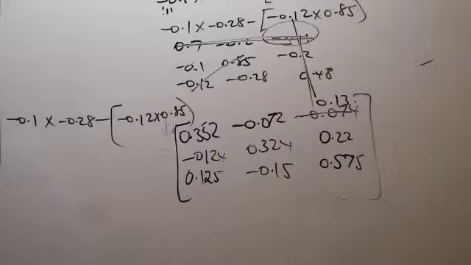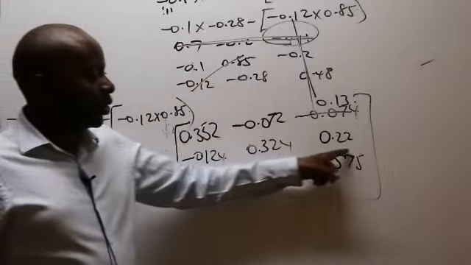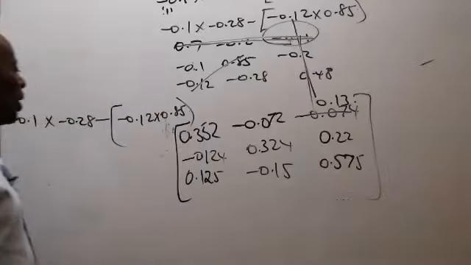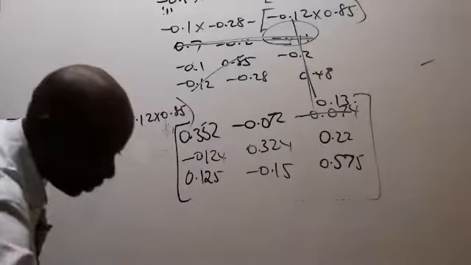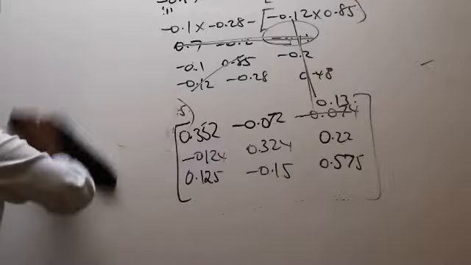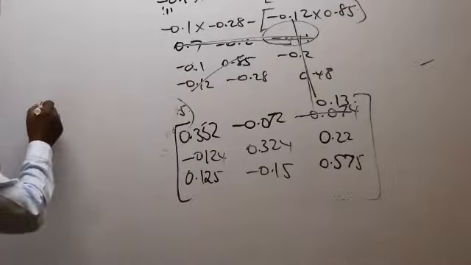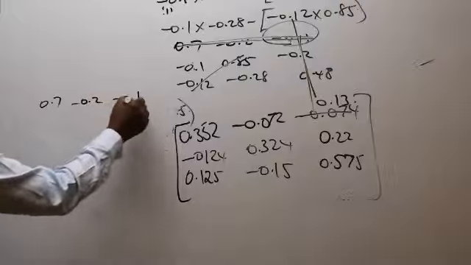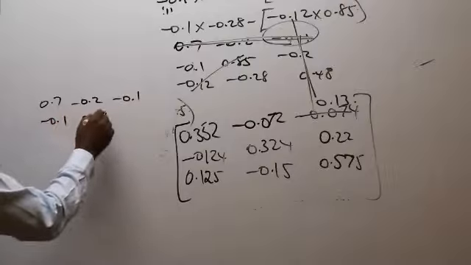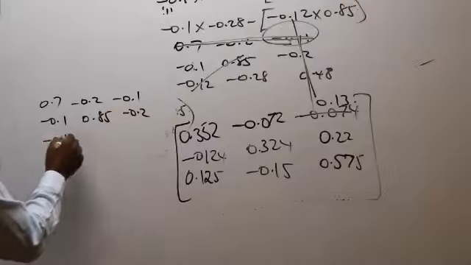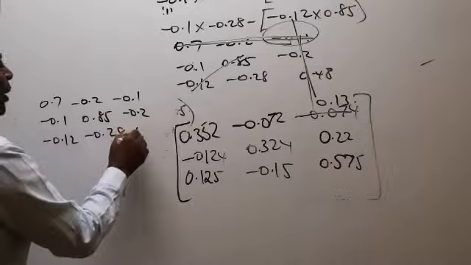Which figure is wrong? Is it minus 6? Among the figures that I have, I'm being told there is a figure that is wrong. This minus 6 here. So for minus 6, what am I supposed to do? Ladies and gentlemen, this is quite a simple thing. This is what I have: 0.7, minus 0.2, minus 0.1, minus 0.1, 0.85, minus 0.2, minus 0.12, minus 0.28, 0.48.